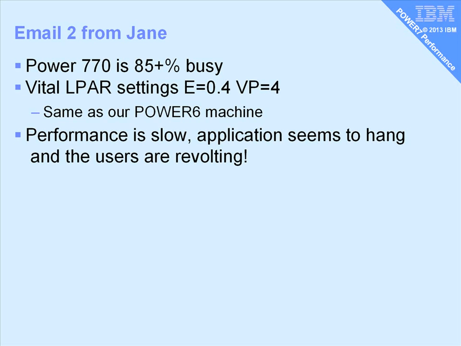Same as a Power 6 machine, but they said now the performance is slow, the applications seem to hang, the users are revolting. Well, it's an old joke, isn't it? But the users are revolting, let's face it. They're probably also complaining if the system or the application is hanging. Now, I don't like this particular configuration of entitlement and VP numbers, and I can explain why. We'll have some diagrams later on, but let's have a look at this particular one.